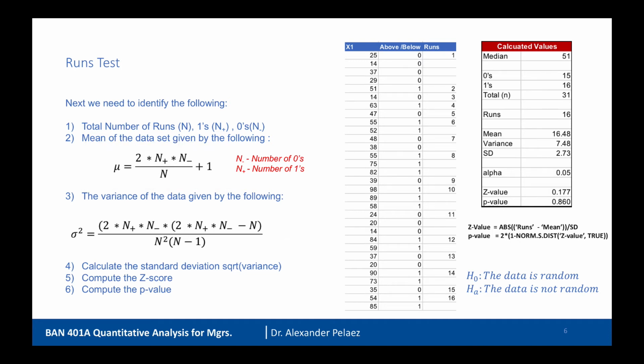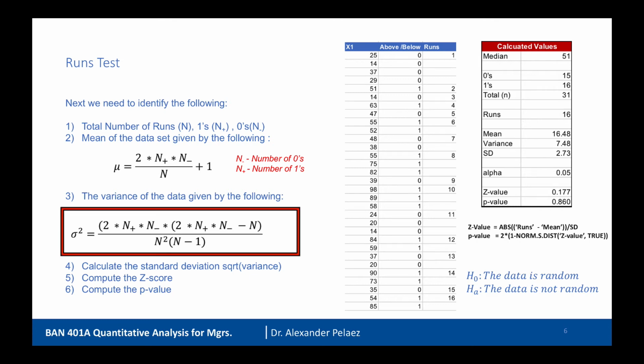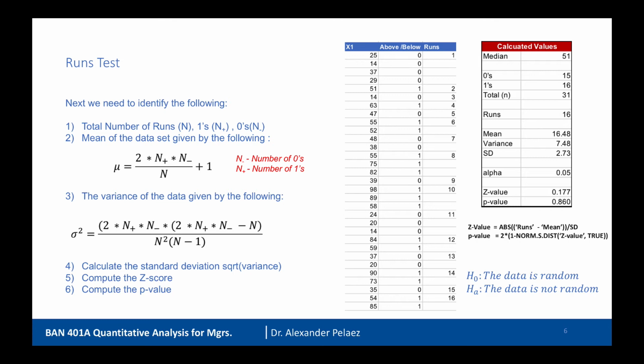The variance of this data set in terms of the runs is given by the following below. Once we do that, we will calculate the standard deviation by taking the square root of the variance. We'll compute a z-score using our Excel functions there on the right, and then we'll compute the p-value.